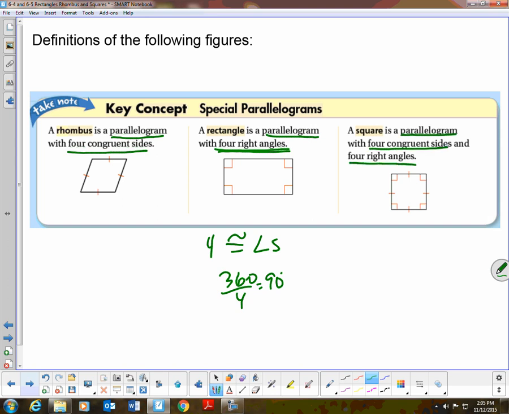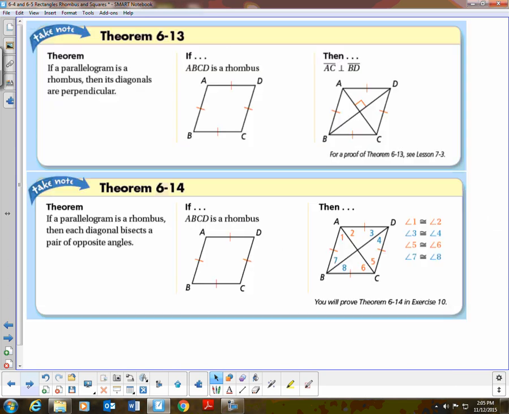So these figures are all parallelograms. That means they have all the properties of a parallelogram plus other things. The other things we start off with are the definitions, which are four congruent sides, four right angles, and then the square is a mix of both of those. Okay, so our first theorem here is that if a parallelogram is a rhombus, then its diagonals are perpendicular. So make sure you put all of this information into your notes right here.